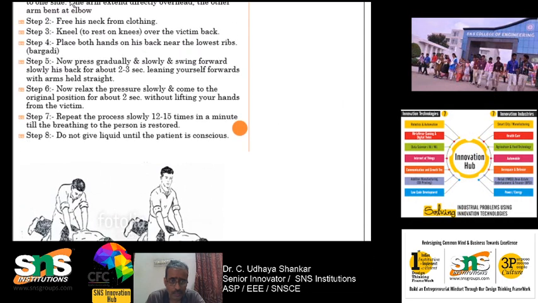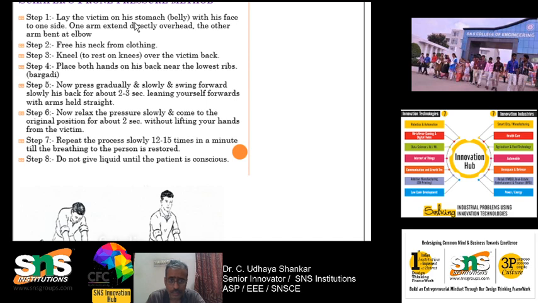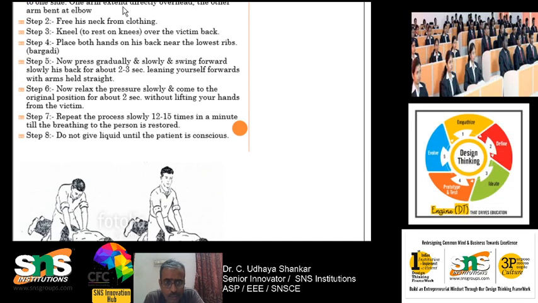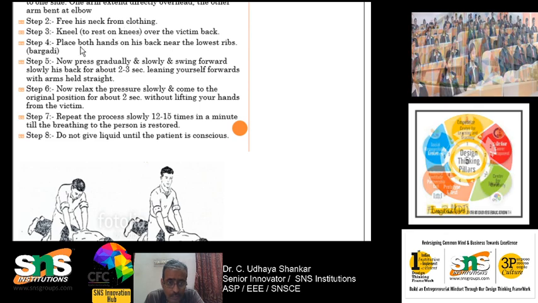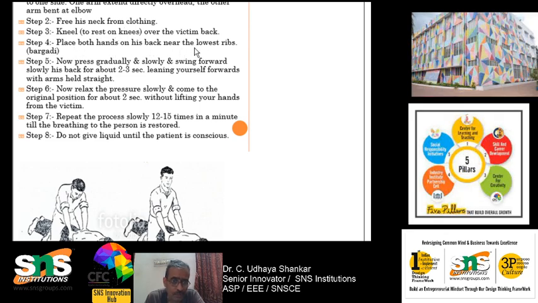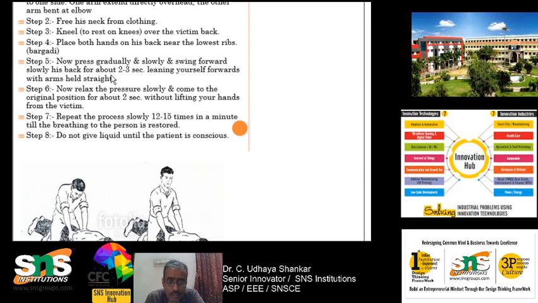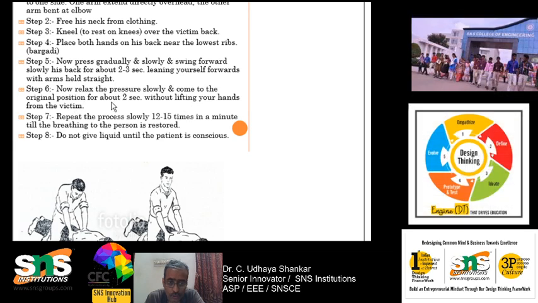You can see that, for example, lay the victim on his stomach with his face on one side, and one arm extended directly overhead, the other arm bent at the elbow. Free his neck from clothing, kneel over the victim's back, then place both hands on his back near the lower ribs. Then step 5, press gradually and slowly, swinging forward for about 2 to 3 seconds, leaning yourself forward with arms held straight. Now relax the pressure slowly and come to the original position for about 2 seconds without lifting your hands from the victim.